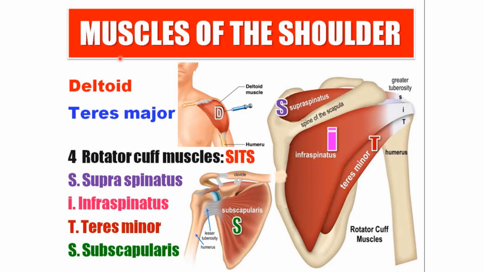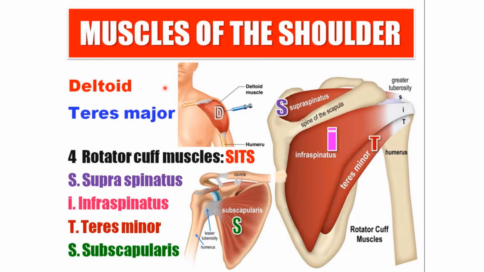Now let's look at the muscles of the shoulder. There are 6 muscles. We have the deltoid muscle, we have the teres major muscle, then we have 4 muscles which form what we call the rotator cuff muscles: supraspinatus, infraspinatus, teres minor, and then subscapularis. The acronym we use is SITS.